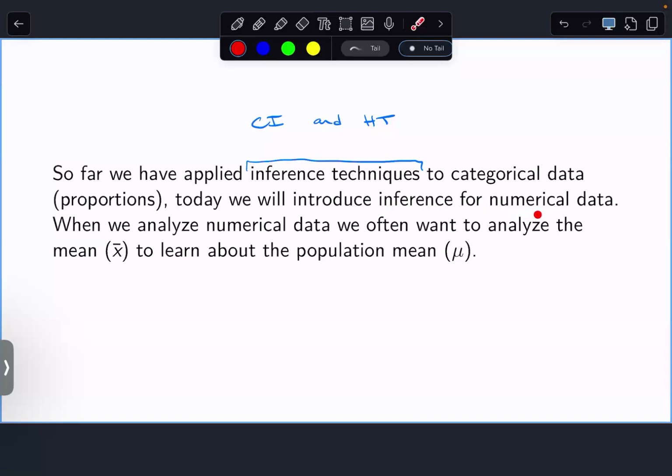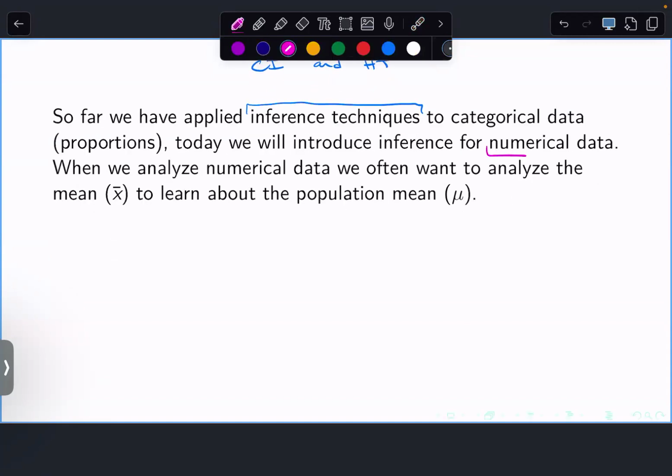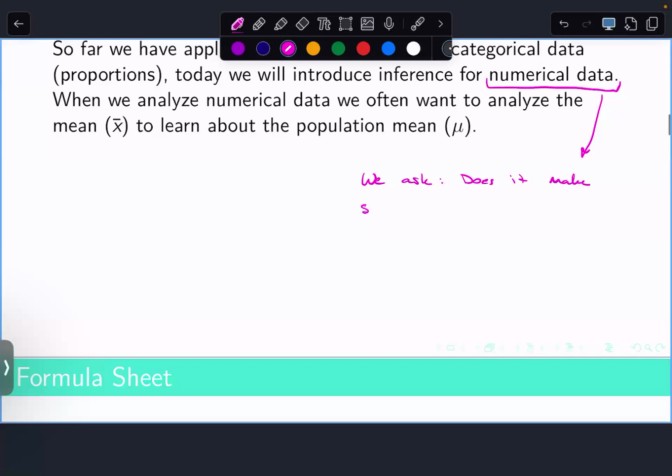Now we're going to introduce inference for numerical data. If we think back to the very beginning of the course, feels like just yesterday, right? The question that we asked ourselves to determine if it was a numerical variable was, does it make sense to talk about the average? That was kind of our deciding factor. If it makes sense to talk about the average, then we call it a numerical variable. Now, if we have a numerical variable, we are going to analyze the mean, x bar, but we're really trying to learn about the population mean, mu.